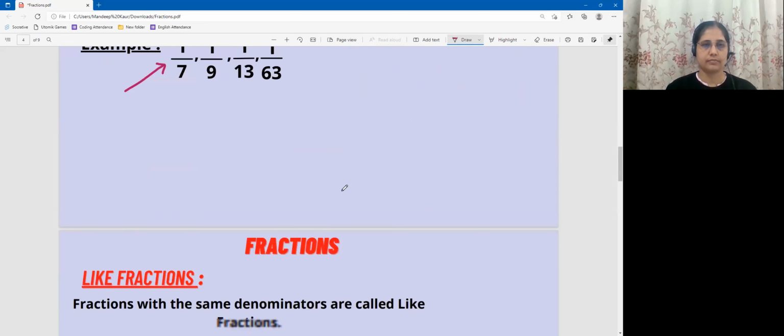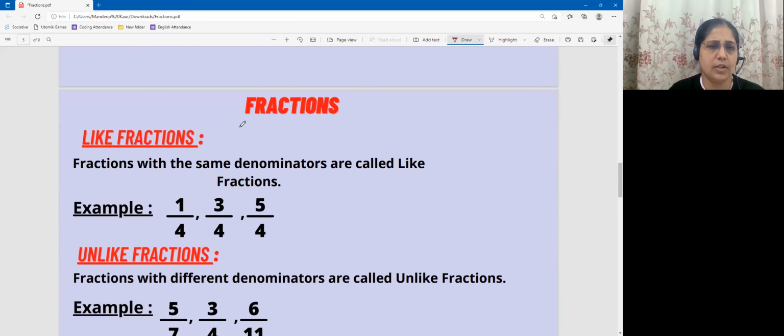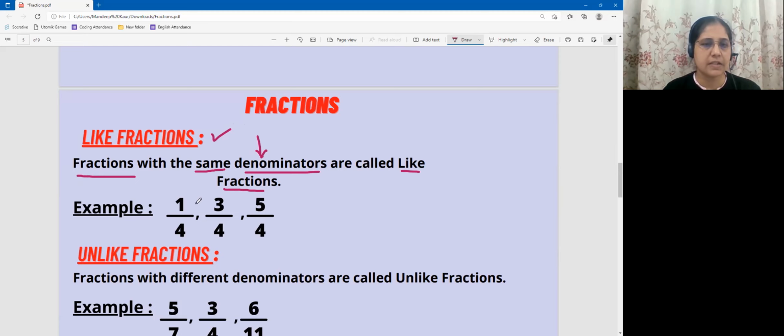Now let's move ahead. What are like fractions? The fractions with the same denominators are known as like fractions, right? We are talking about the same denominators here. Let's take a look at this example: 1 by 4, 3 by 4, 5 by 4. We can say these fractions are like fractions. Why? Here we can clearly see the denominator in all the fractions is the same, which is 4. That is why all these fractions are like fractions.